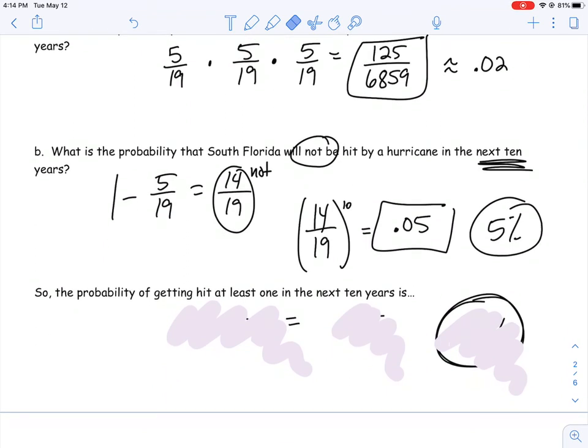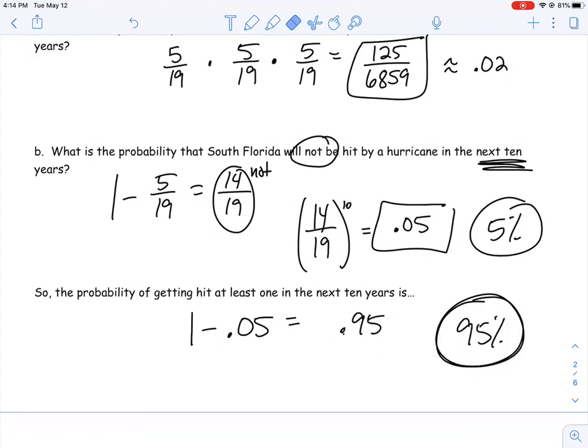Ooh, that doesn't sound very good, right? So the probability of us getting hit by a hurricane at least once in the next 10 years. Well, if the probability of us not getting hit by a hurricane is 5%, then what's the probability of us getting hit by a hurricane at least once? Well, that means we can take all the times that we don't get hit, subtract it from the whole, 1, and I end up getting 0.95, or 95%. So I can find the probability of it happening at least once by finding the probability of it not happening and subtracting it from 1, the whole. So there's a 95% probability that you're going to get hit by a hurricane at least once if you move down to Florida and stay there for the next 10 years. Woo! That's why I'm in Phoenix.